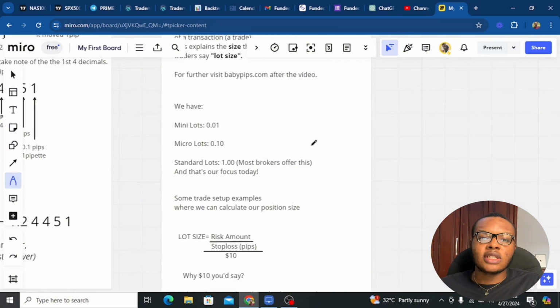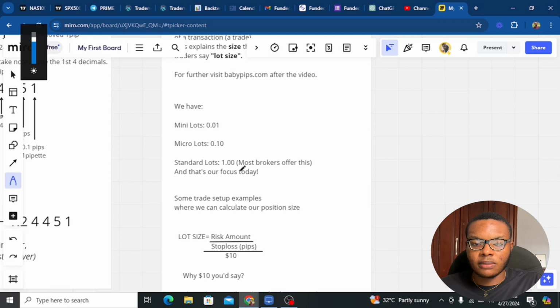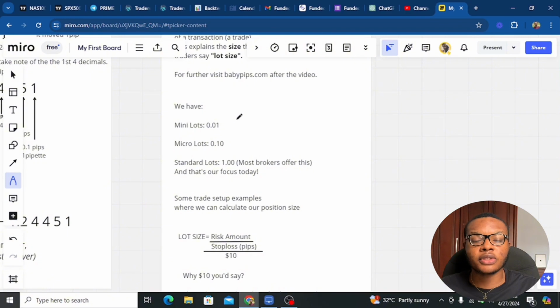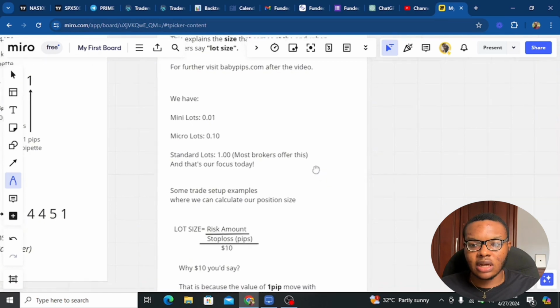So lot sizes are basically divided into three. There are four, and the last one is really not in use anymore. Nano lots, nobody uses that again. But then we have mini lots, micro lots, and standard lots. Most brokers today in the industry offer standard lots. If you go to your MT4 or your MT5, you have your trades in standard lot size. Mini lots are 0.01, 0.02, 0.03. Then when you have the 0.1s, these are micro lots. Standard lots are 1.00. You get to understand all of that around the video.